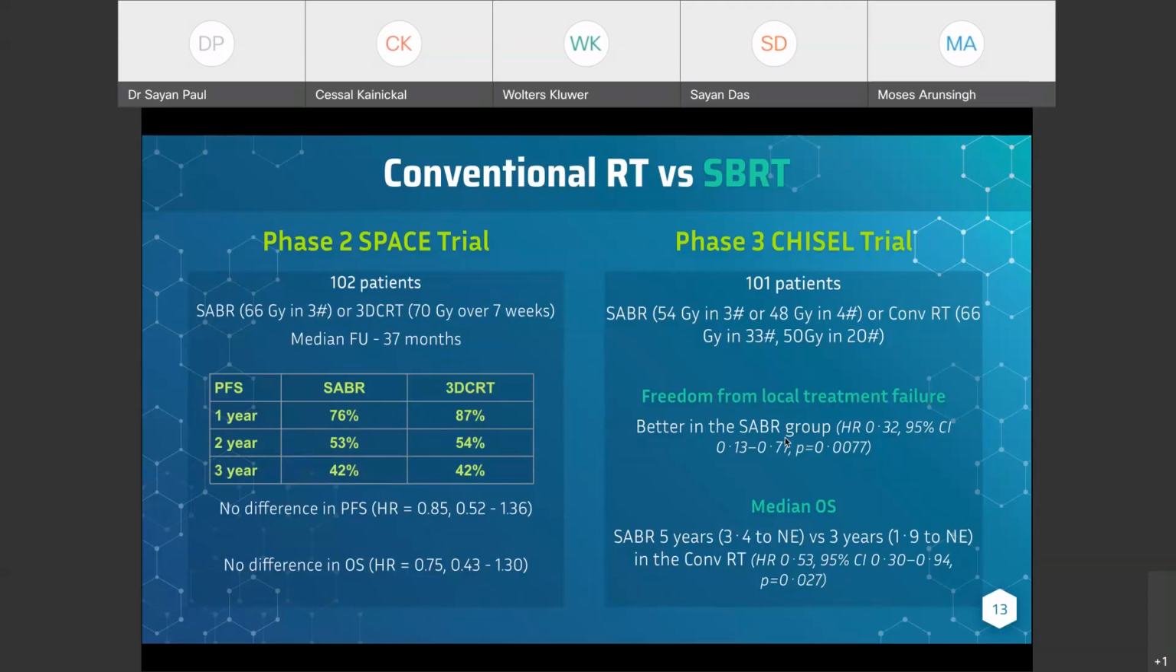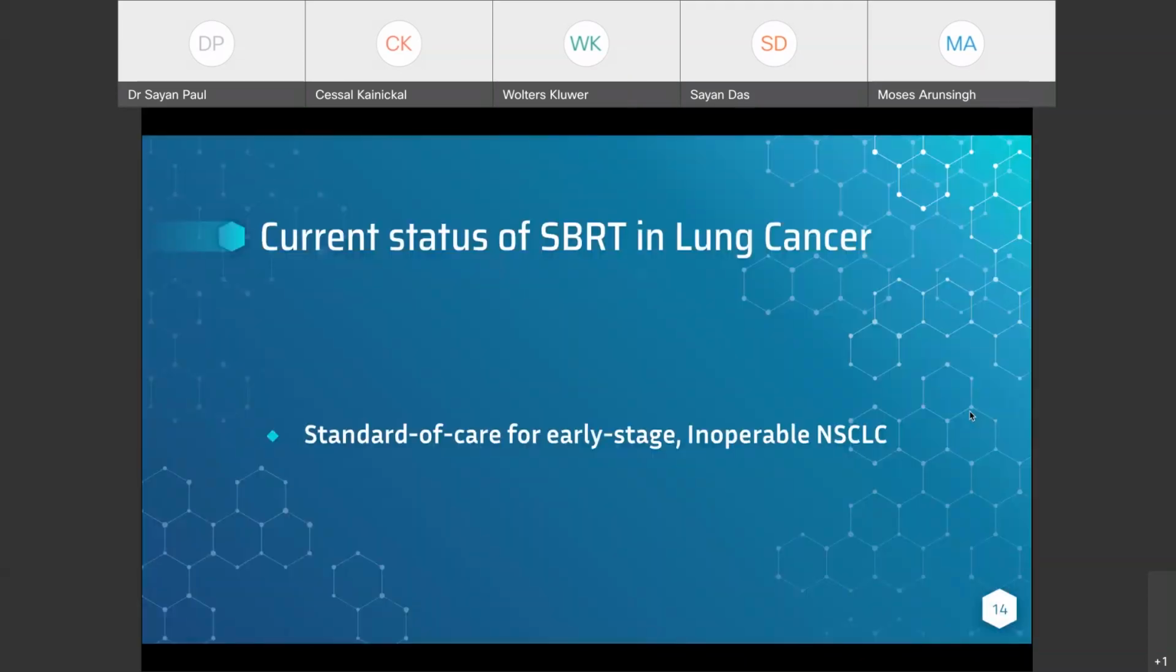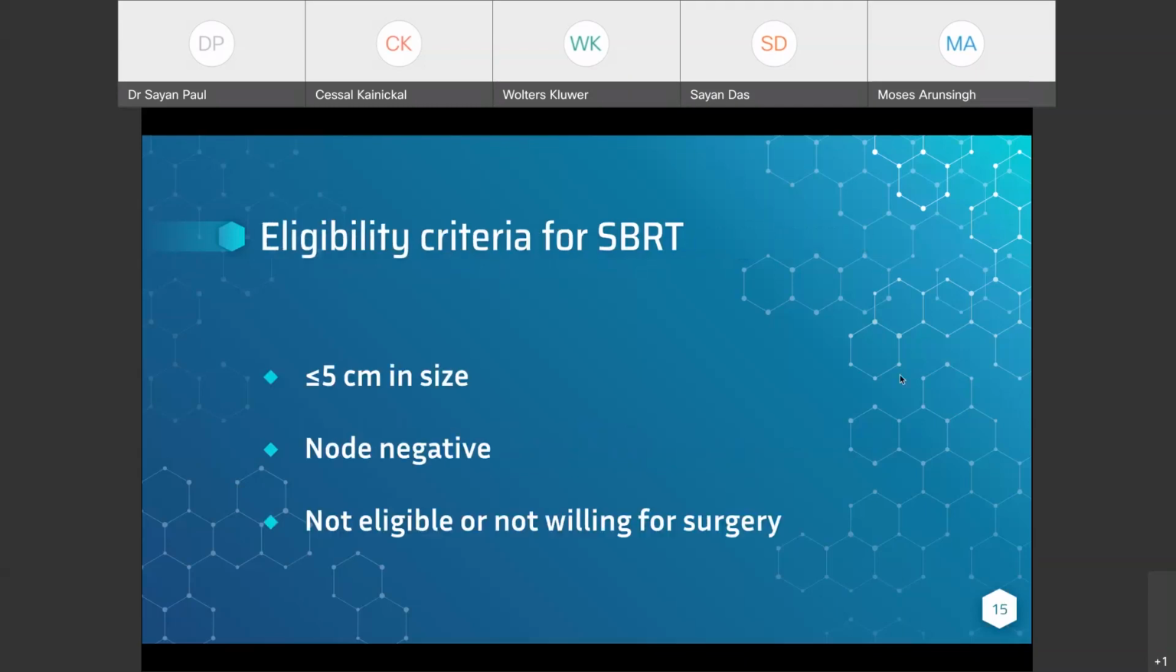But nevertheless, we do have at least one randomized trial saying that the standard of care for inoperable early stage lung cancer should be SBRT. If you want to offer SBRT for someone with early stage lung cancer, so these are the eligibility criteria. Most guidelines would keep the cutoff at 5 centimeters or less, and it has to be a node negative lung cancer, and they should not be eligible or not be willing for undergoing surgery.